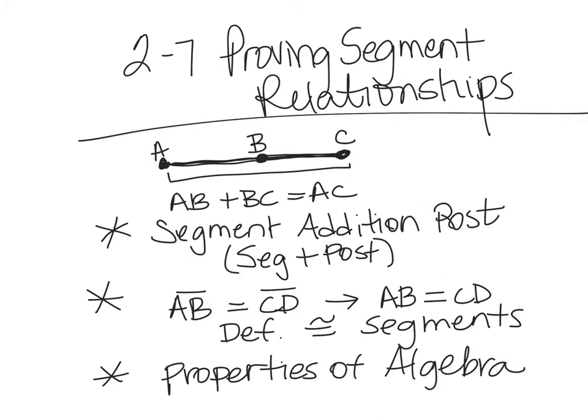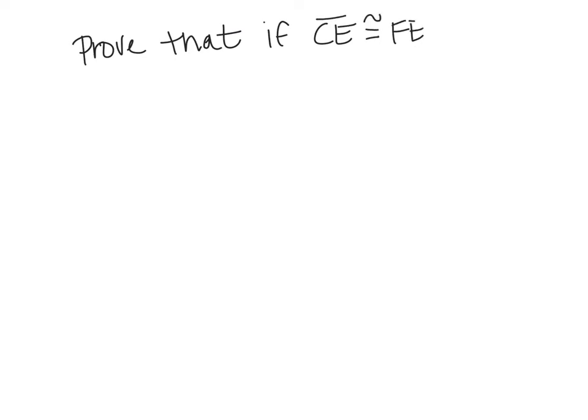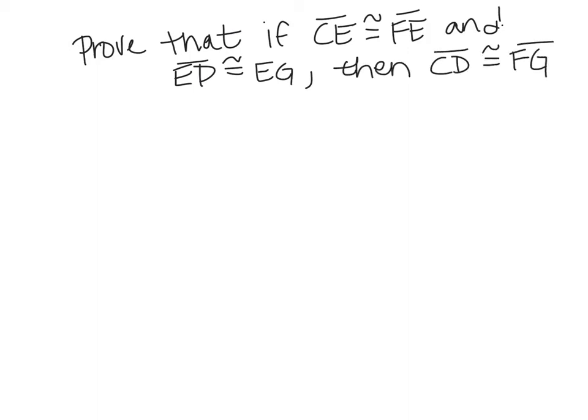All right, so I'm going to go back. Okay, we are going to prove that if segment CE is congruent to segment FE and segment ED is congruent to segment EG, then segment CD is congruent to segment FG. And there's a picture of that so that you know what I'm talking about. All right, segment CD and segment FG with intersection at E. So we have a little situation that we're going to prove.